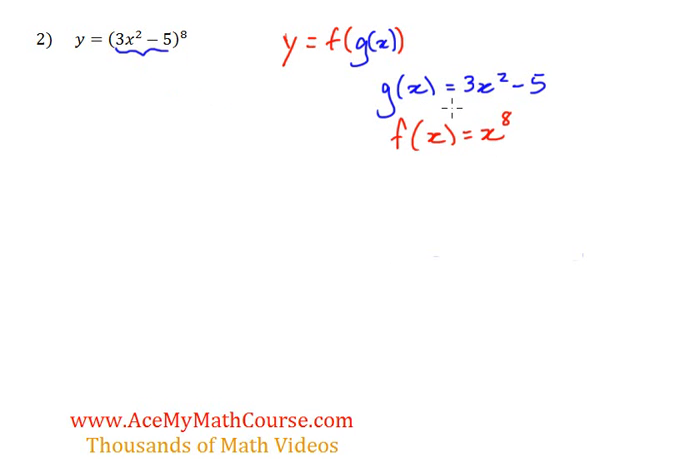So f of x is equal to x to the 8. Does that work out? Yeah, because if we take this and we replace this x for 3x squared minus 5, we're just going to obtain y equals (3x squared minus 5) to the 8. Fantastic, so that works out well. And we know that the derivative of this, y prime of f of g of x, the chain rule tells us that it will be f prime of g of x times g prime of x.